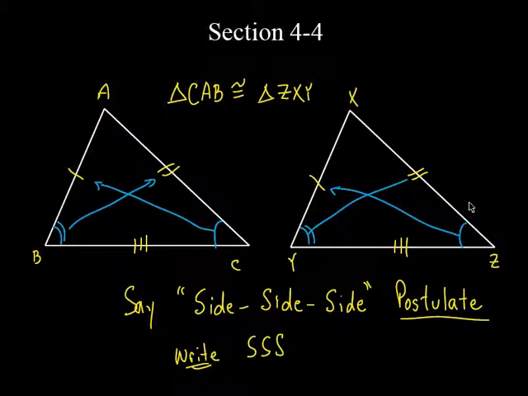So how can you tell? You go by what angle or what side that angle is opposite. And of course, what would be opposite the 3? That would be angle A. And what's opposite the 3 tick marks over here? Angle X. Do you see that?